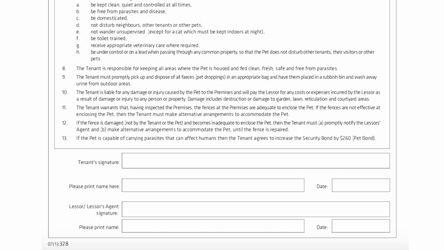If the fences are not effective at enclosing the pet, then the tenant must make alternative arrangements to accommodate the pet. If the fence is damaged, not by the tenant or pet, and becomes inadequate to enclose the pet, then the tenant must A. promptly notify the lessor's agent, and B. make alternative arrangements to accommodate the pet until the fence is repaired. If the pet is capable of carrying parasites that can affect humans, then the tenant agrees to increase the security bond by $260, which is the pet bond.